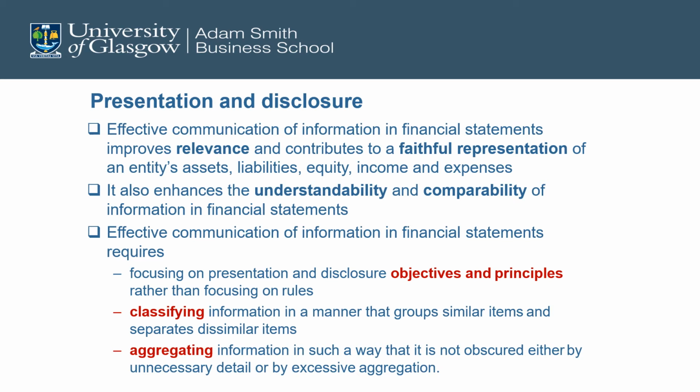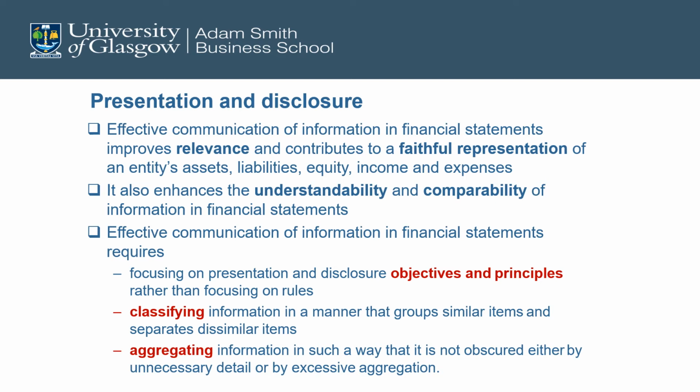Effective communication of information would require focusing on presentation and disclosure objectives and principles rather than focusing on rules, and classifying information in a manner that groups similar items and separates dissimilar items. It also requires aggregating information in such a way that it is not obscured either by unnecessary detail or by excessive aggregation. So it's quite easy to understand. You want to put like with like, so you do not put apples and pears together. You put apples together with apples, or you put fruits together, separating them from meat, for example.